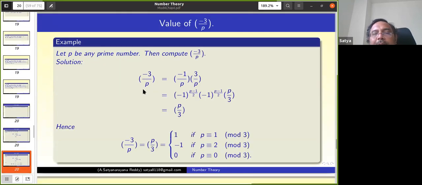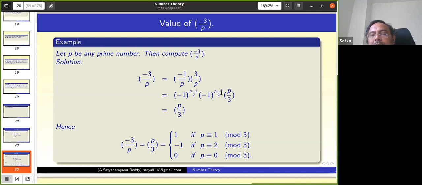Now, how to compute minus 3 by p? I gave one example: minus 1 by p into 3 by p. Minus 1 by p is minus 1 whole power p minus 1 by 2, right? And 3 by p now becomes p by 3, but with minus 1 power p minus 1 by 2. Why did we write it like that? If p is of the form 4k plus 1, then no problem. It is p by 3 only, right? See, it is independent of 3 now.